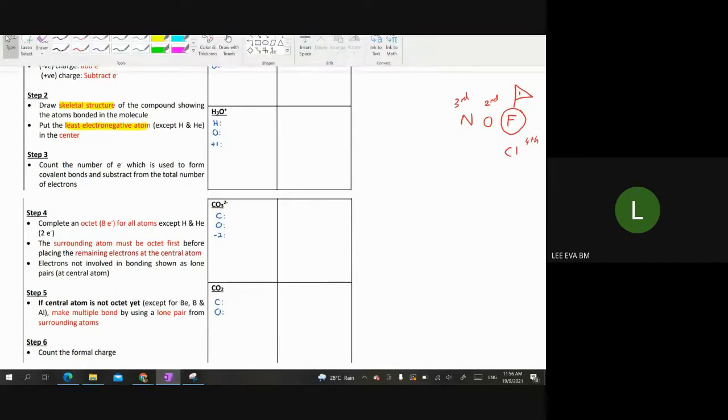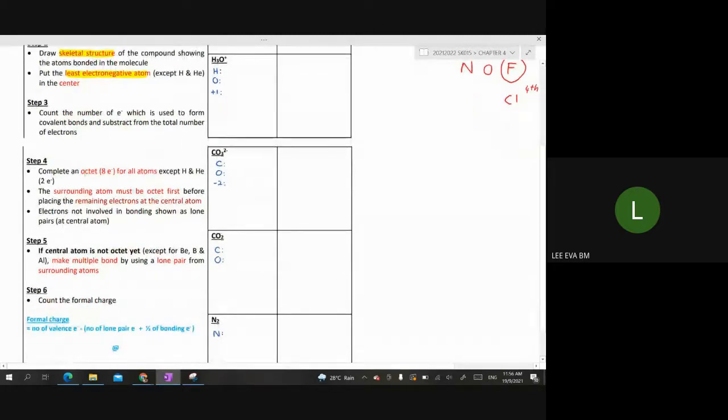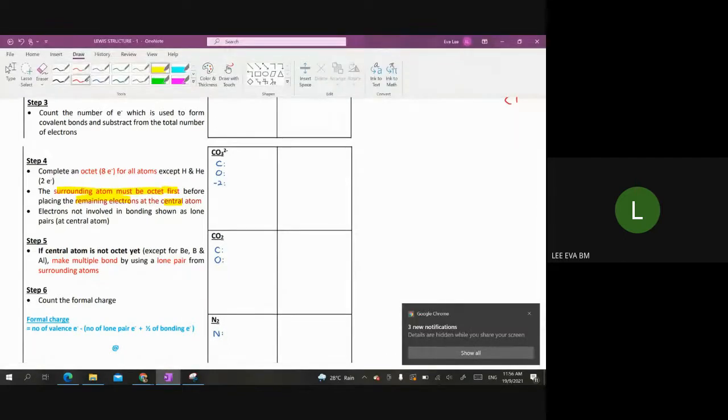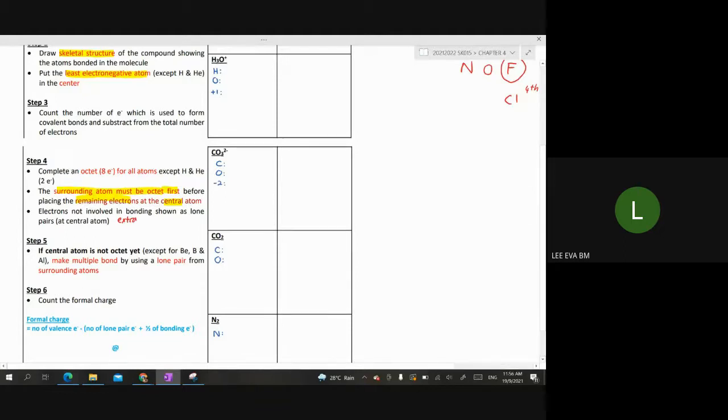And then after that, step 3, count the number of electrons used to form covalent bonds and subtract from the total number of electrons. Step 4, complete the octet for all atoms except H and He. The surrounding atoms must be octet first, before placing the remaining electrons at the center. Electrons not involved in bonding: that means if you have extra electrons after all the steps above, then the extra electrons we will put on the center.